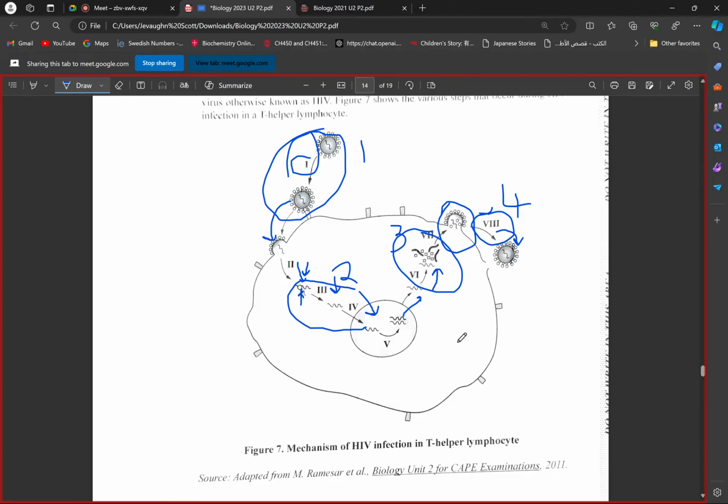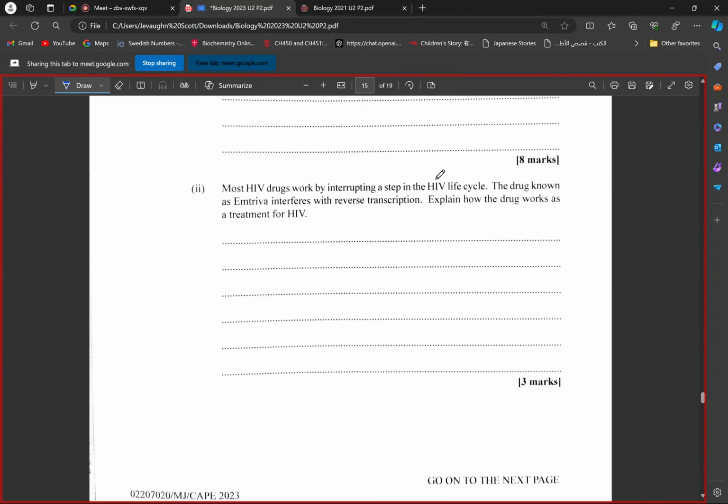Okay, sir. Thank you. All right, so let's move on to this. Most HIV drugs work by interrupting a step in the HIV life cycle. The drug known as M3, probably Intriva, interferes with the reverse transcription. Wow, transcriptase is there. Explain how the drug works as a treatment for HIV.